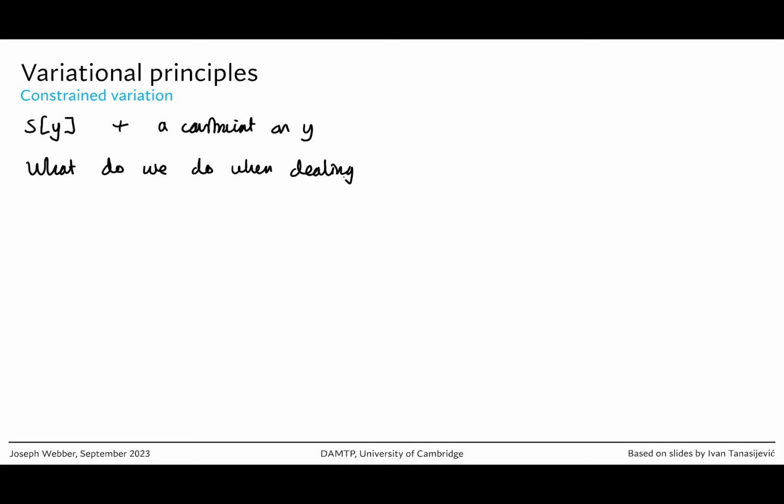But we haven't solved constrained variation problems. And constrained variation problems are where we might have some functional that we want to minimize or maximize, plus a constraint on y. Now, what do we do with maximizing or minimizing functions? And we'll see if we can find an analog in functionals.